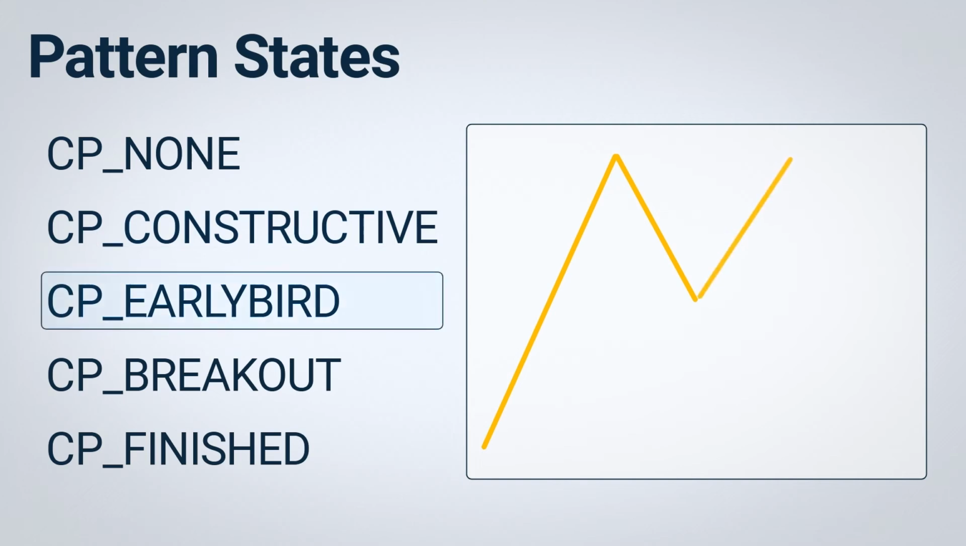The signal, CP Early Bird, is the first signal that becomes interesting for alarms. This signals the last reversal point before a possible breakout. Please note, however, that the reversal does not necessarily have to take place. So if you want to use this as an entry point, it should definitely be combined with other strong signals.